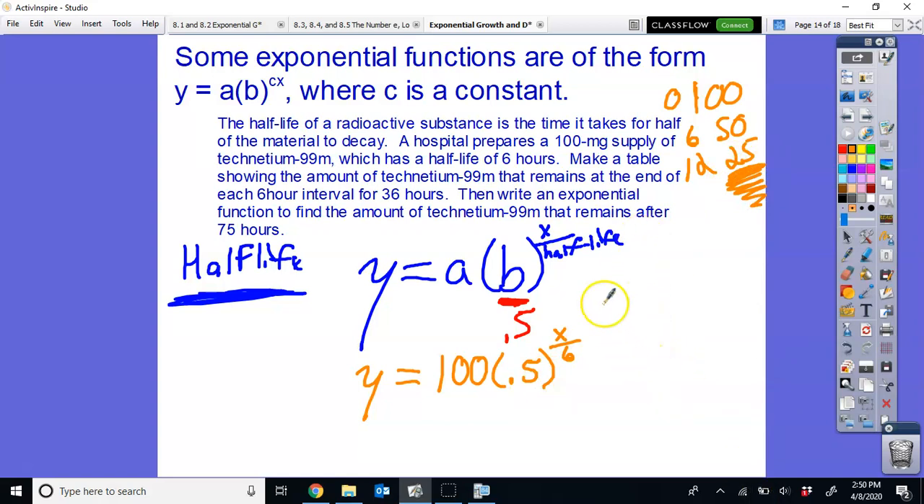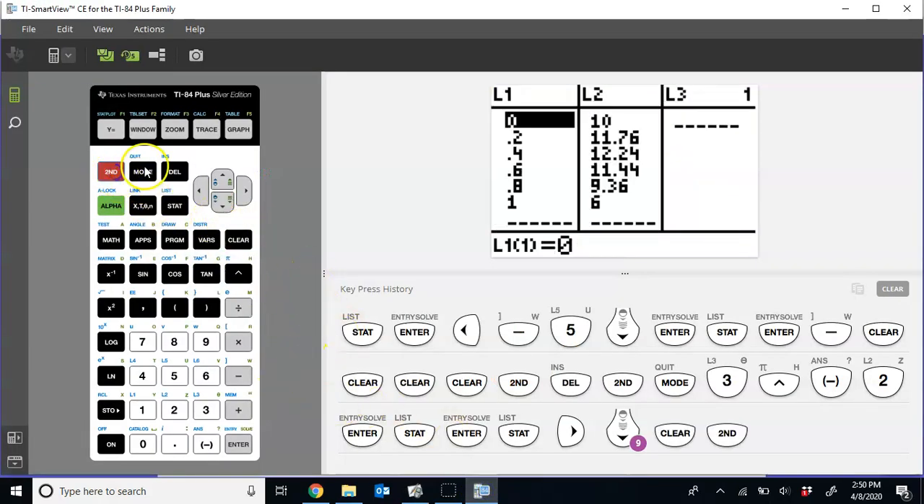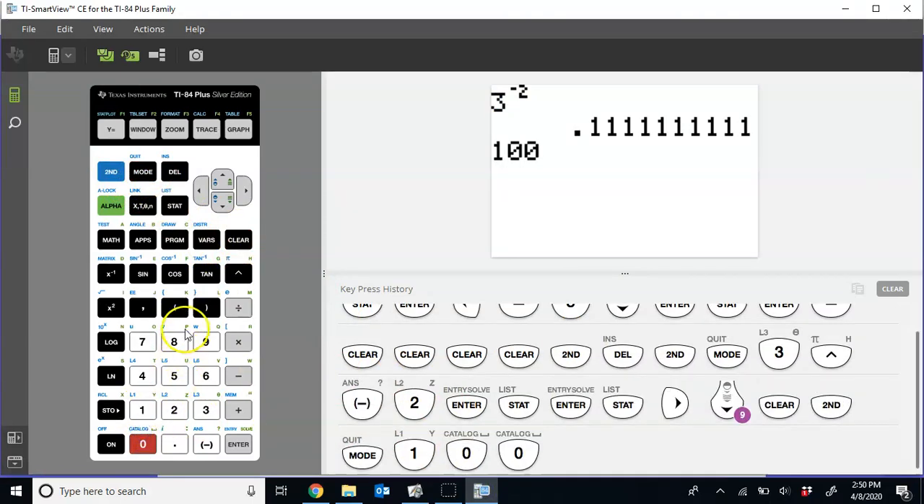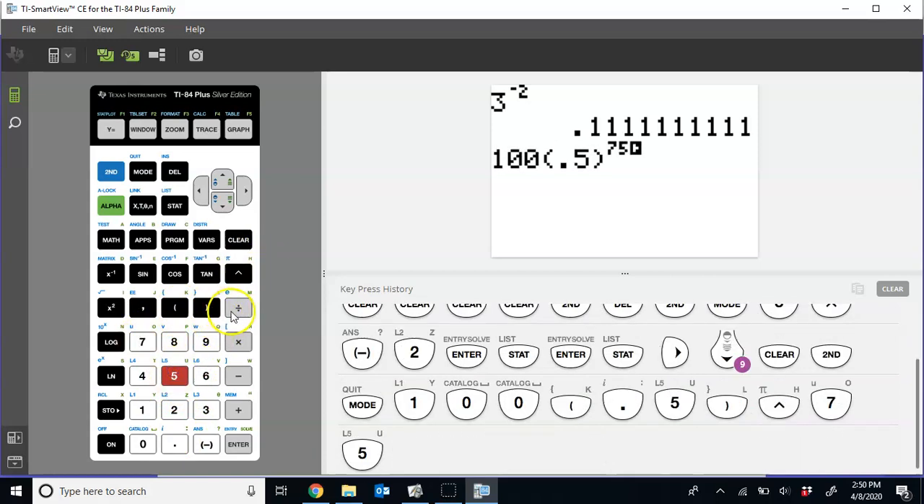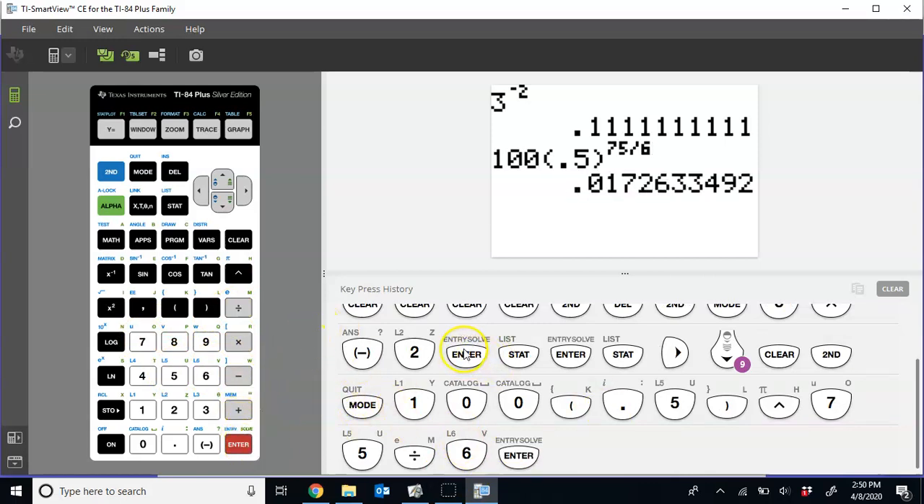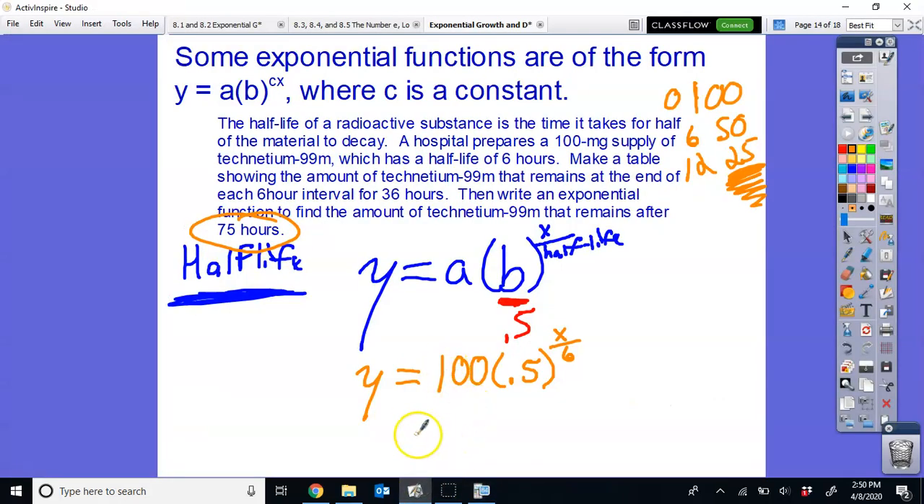But then what I could do is find later on, notice this one's 75 hours is not a nice, pretty number divisible by 6. But it doesn't matter because then I can use the calculator to do 100 as my beginning amount times 0.5 raised to the 75 over 6 power. So I can still use my little formula to figure out how much is left after 75 hours, and it would be 0.017. I would probably say 3 decimal places would be a good idea on this one because we're talking about something pretty serious in the medical field, but it'd be 0.017 milligrams should be left.